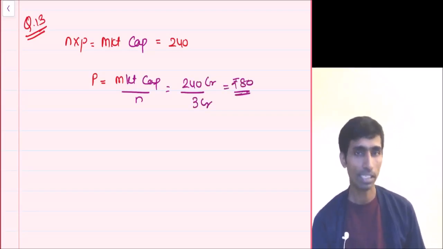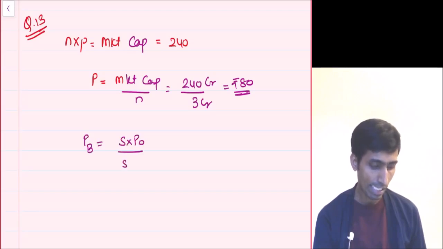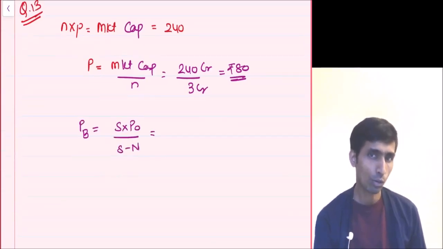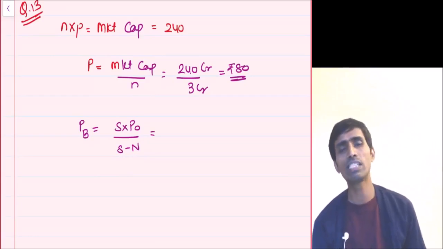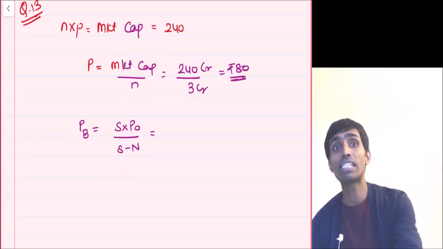Now listen, post buyback price, how do we calculate? S into P0 upon S minus N, that is shares bought. So S is the outstanding shares. Now let us twist this question. Why do we have to twist? Because the fund is given. How much fund do we have? 60 crores. That is the fund.